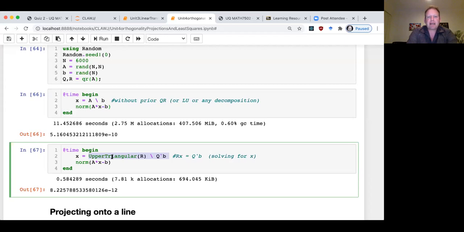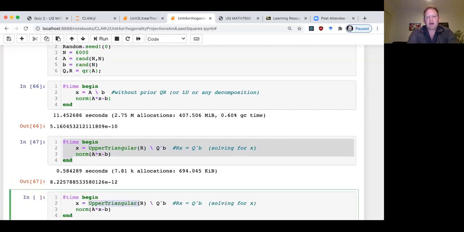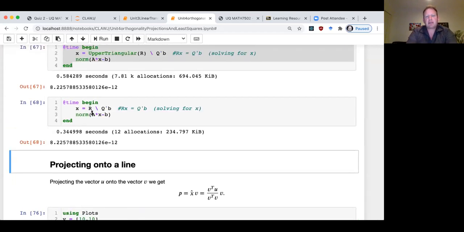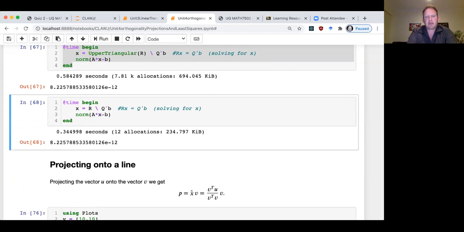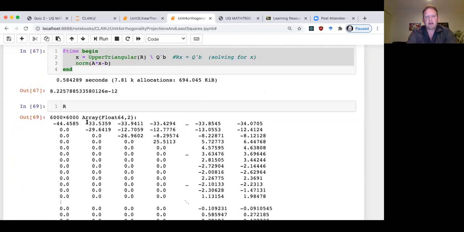So by not doing upper triangular, first of all, let's experiment a second. Let's actually just copy this. By not decorating the matrix R as upper triangular, oh, maybe it knows by itself somehow. So let's see what the type of R is.